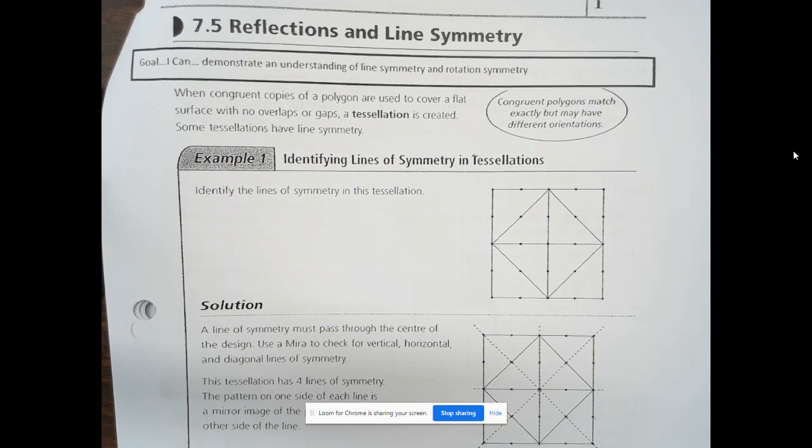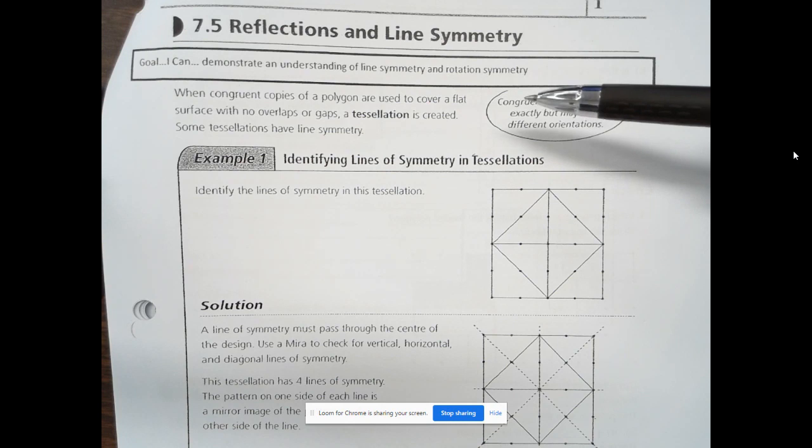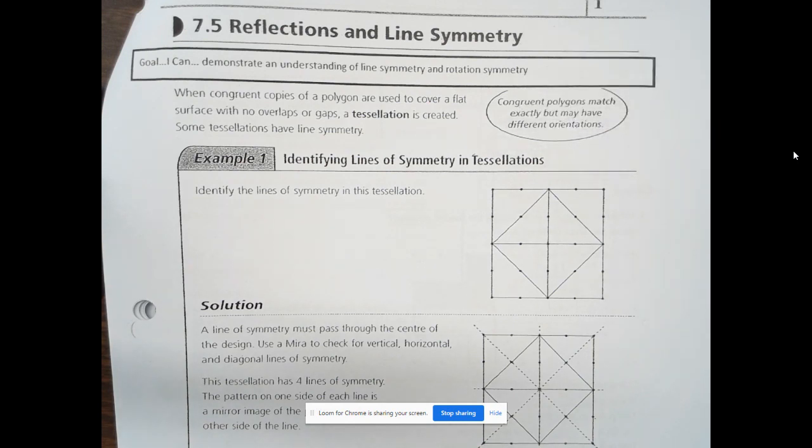We're going to be working with those same words, that same terminology, but we're just going to look at it in a different point of view and not necessarily all the time on a Cartesian plane. So when congruent copies of a polygon are used to cover a flat surface with no overlaps or gaps, a tessellation is created. And some tessellations have line symmetry.